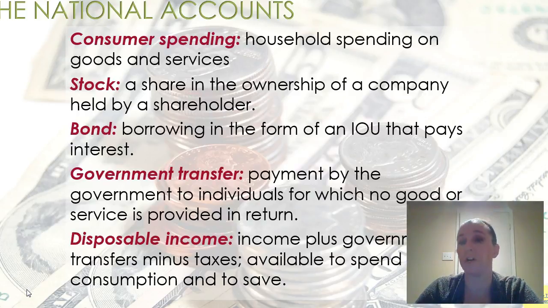Stock is a share of ownership in a company, whereas a bond is borrowing in the form of an IOU. So you have no ownership in whatever the bond is issued from. However, it is an IOU that they will be paying you back, hopefully with interest. Government transfer is a payment for no goods or services being performed. It's just a direct transfer from the government to a person or a household for no actual good or service.